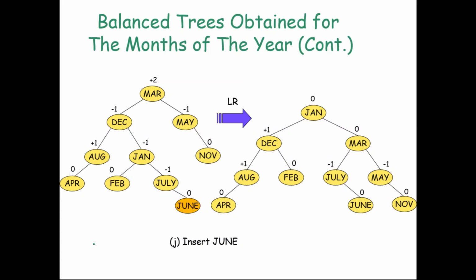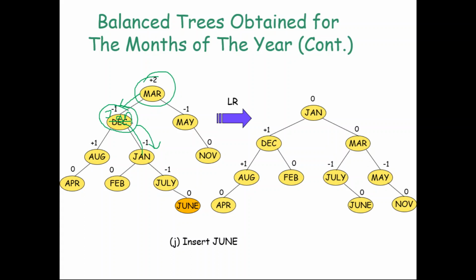Fine. So again we are adding one more node here, June. So when you add June, there is an imbalance at March. Okay. So if you see this imbalance, what type of imbalance is it? If you start from March to locate June, J is less than M, so go left. Again J is greater than D, so go right. So it is a left-right kind of imbalance. So the direction change happens here. So December should be rotated to the left. Okay. If you rotate December to the left, Jan will become the root.